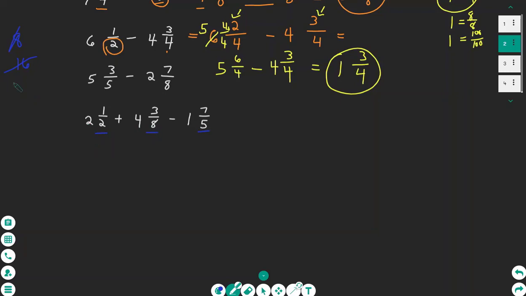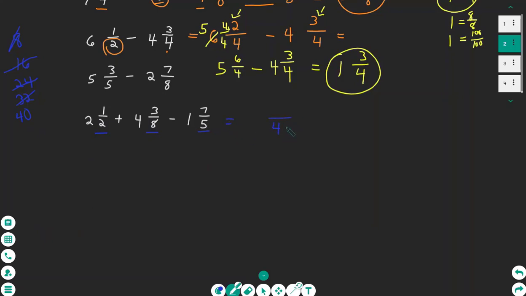8 times 3. 8 times 3 is 24. 2 again can go into it. 5 cannot. 8 times 4 is 32. Well, again, 2 can, 5 can't. And then 8 times 5 is 40. 2 can go into 40, and 5 can go into 40. So there we go. That is our common denominator that we're going to use.